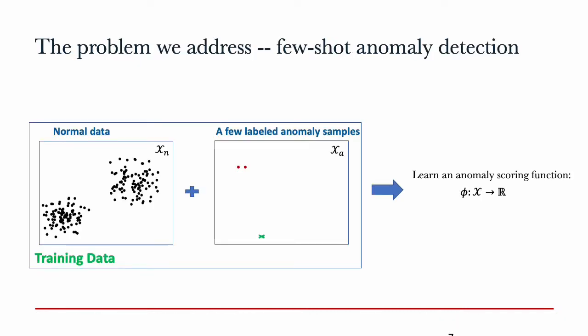In this work, we consider the problem of anomaly detection with few-shot, partially labeled anomaly data. In other words, in addition to the availability of a large-scale normal data set, as in the semi-supervised setting, we are also given a small set of labeled anomalies that only partially cover the classes of anomaly, to learn an anomaly scoring function, phi. This is a problem commonly encountered in many important applications.